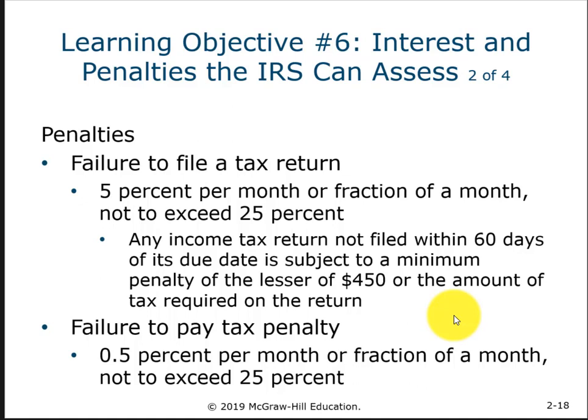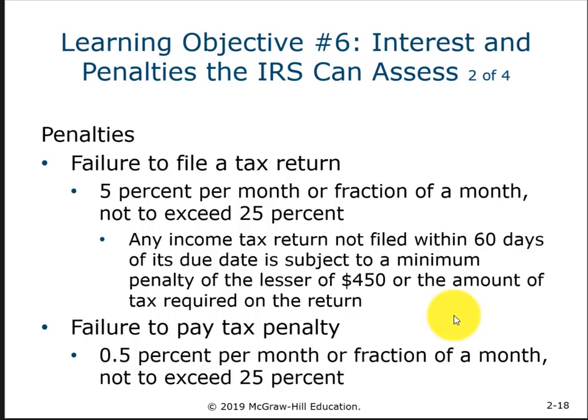So any income tax return not filed within 60 days is subject to a minimum penalty of the lesser of $450 or the amount of tax required on the return. So again, no matter what, if you miss it by 60 days, your minimum amount is going to be $450 or the amount of tax, which means you just doubled the amount of tax you owe.